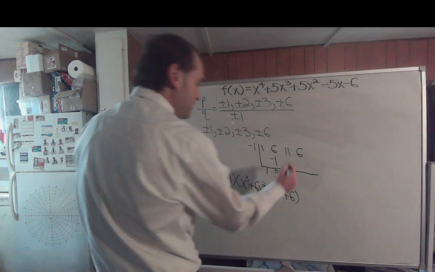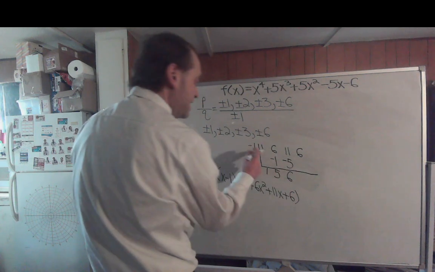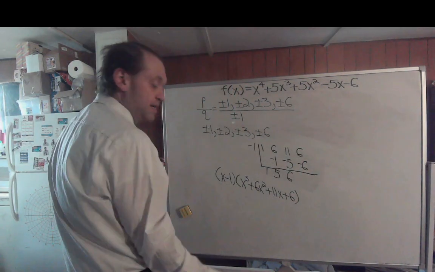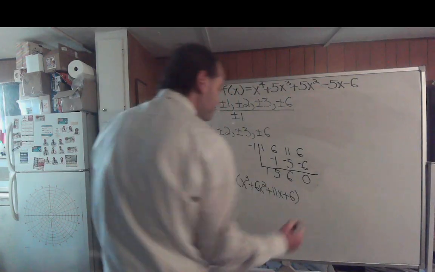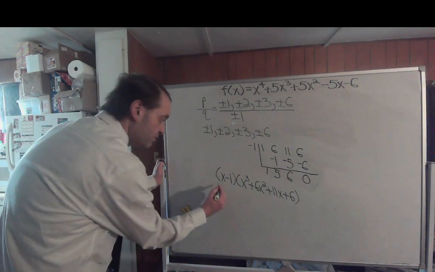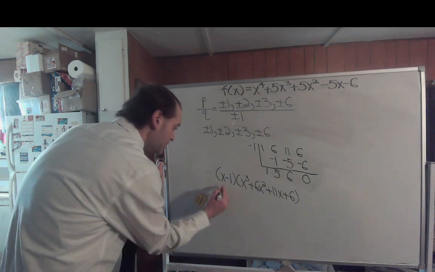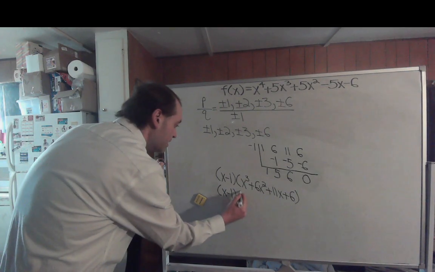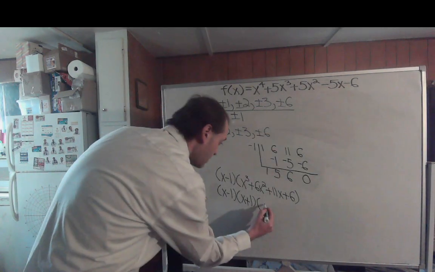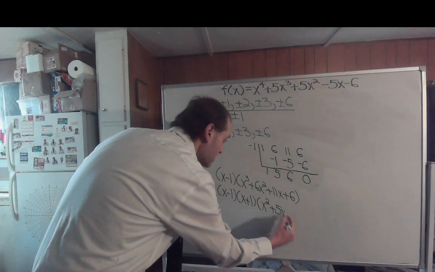Negative 1 times 5 is negative 5. 11 minus 5 is 6. Negative 1 times 6, well, that's going to end up being negative 6. And then 6 minus 6 is 0. So we have a perfect factor. We have a perfect rational zero of negative 1. So this will factor further into x minus 1 times the quantity of x plus 1 times the quantity of x squared plus 5x plus 6.